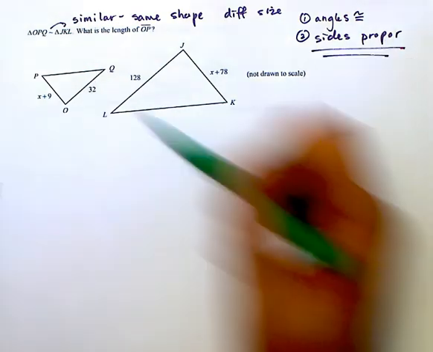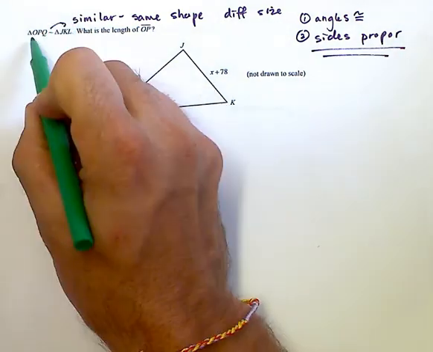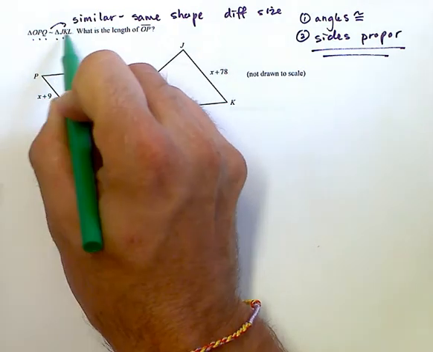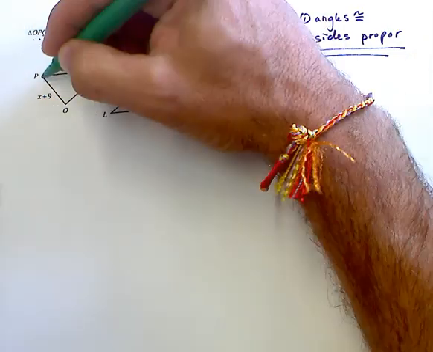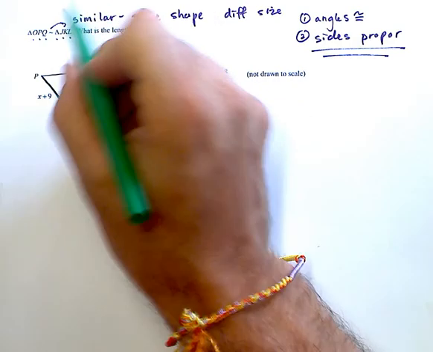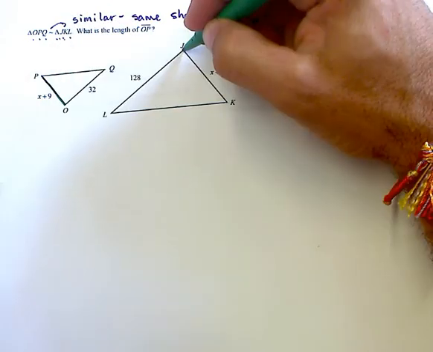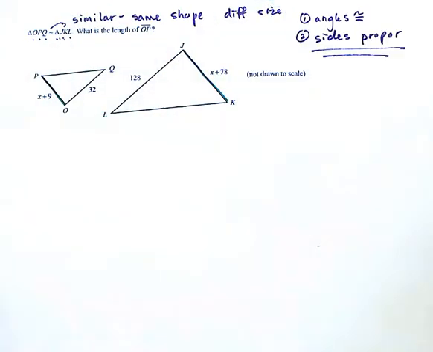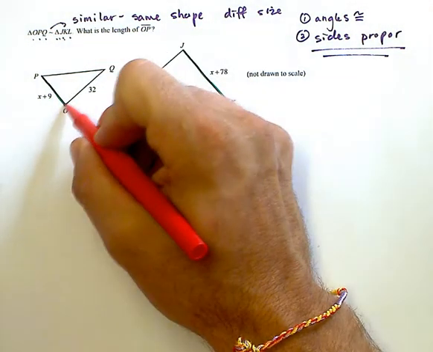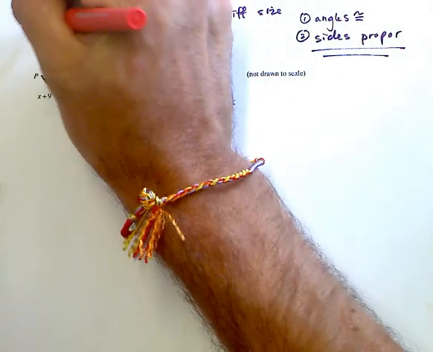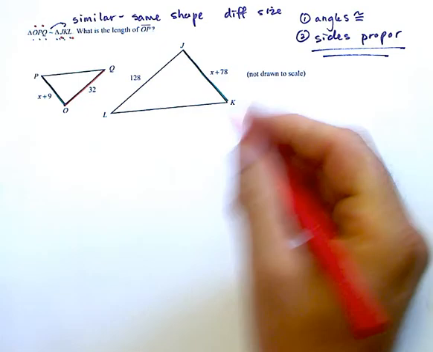Now, the order of these letters tells you the order of the congruence. So, if I have OP, that's going to be the same as JK. And that's going to be important for setting up a proportion. And if I have OQ, which is my first and last letter, JL will also be important.